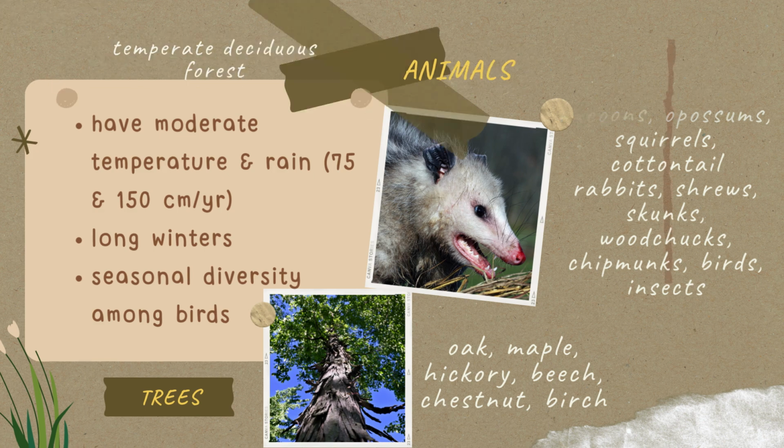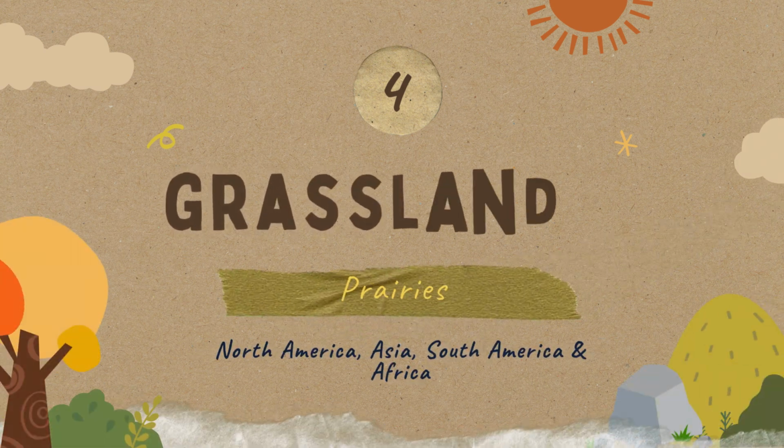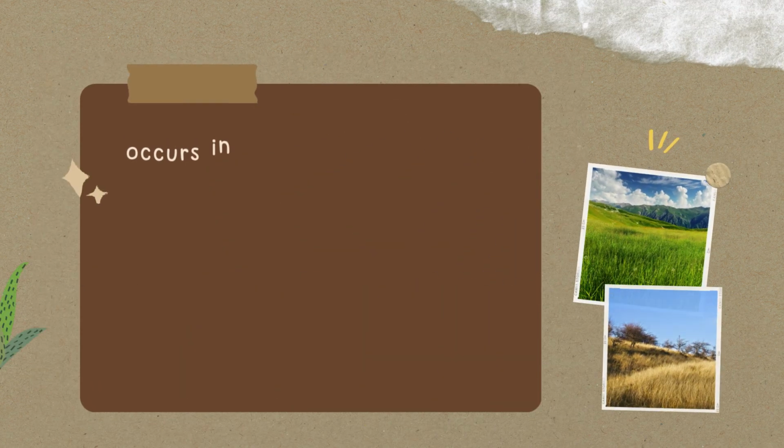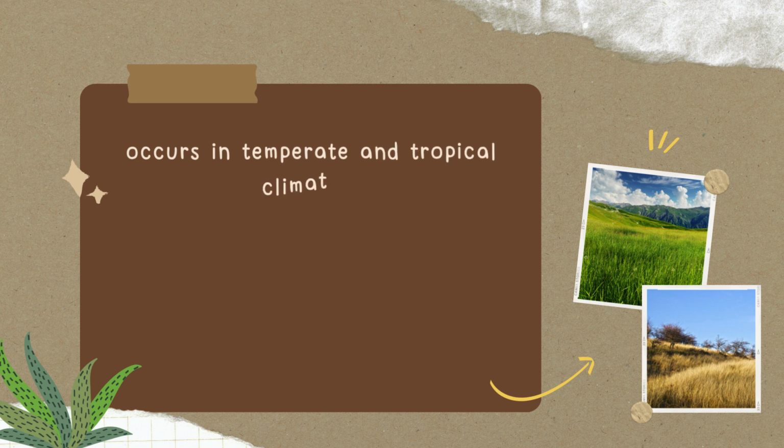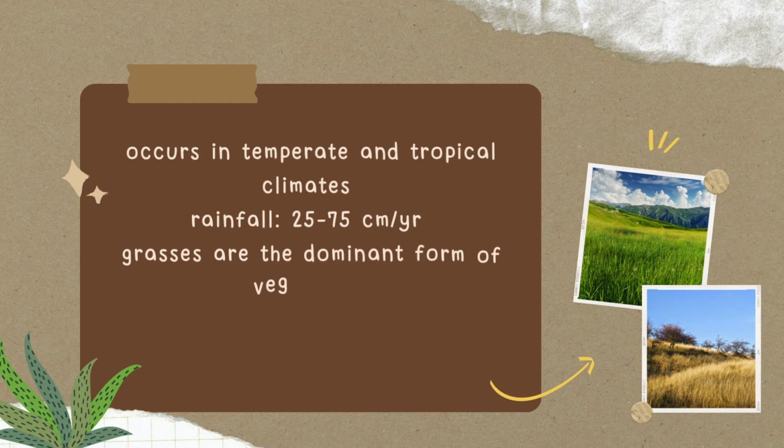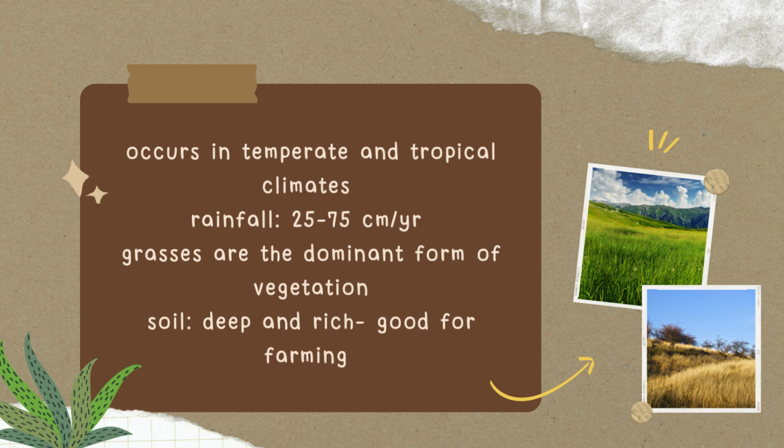Okay, let's now proceed to grassland, which is also called prairies. It typically covers North America, Asia, South America, and Africa. So here, as you may notice, this occurs still in the temperate region, but also somehow covers some tropical climates.